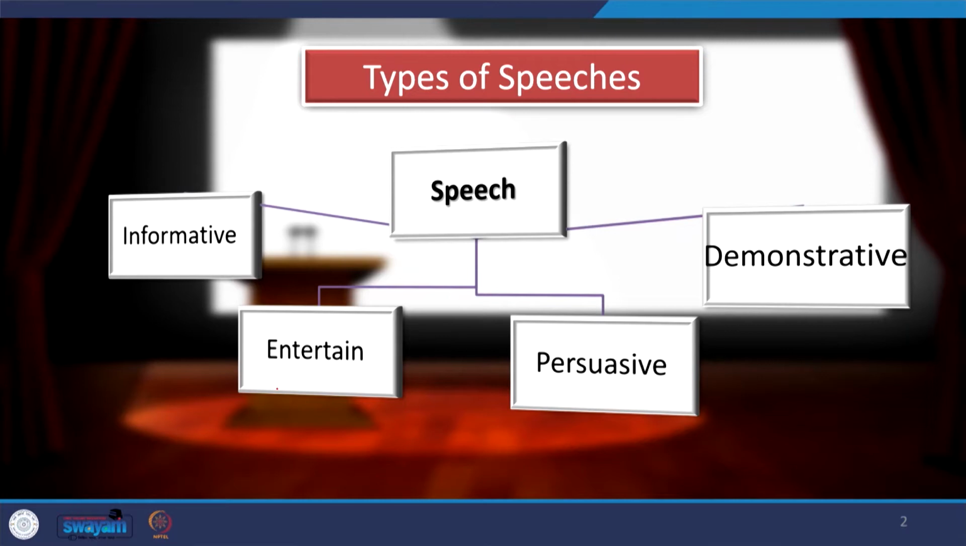Now, when we talk about the type of speeches, we can categorize or classify speeches into 4 categories: informative, demonstrative, persuasive and entertaining. We have already been discussing even in previous lectures that all sorts of talks are persuasive in nature, and when it comes to speeches, of course the talks have to be persuasive.